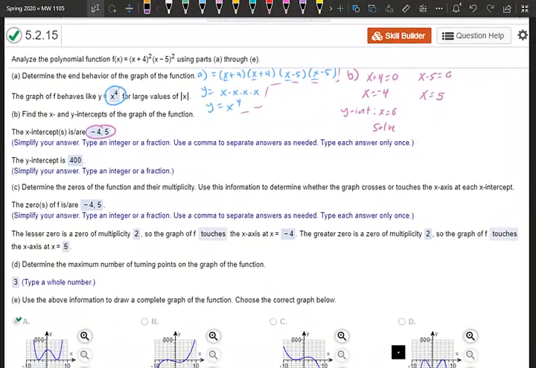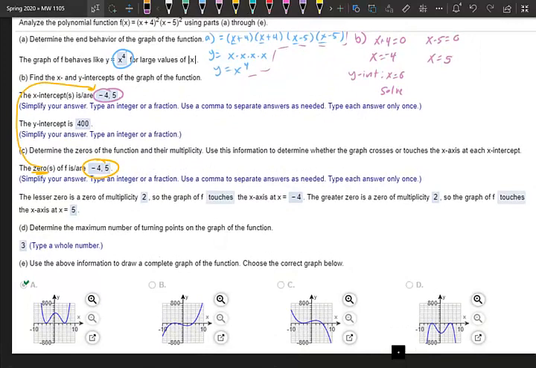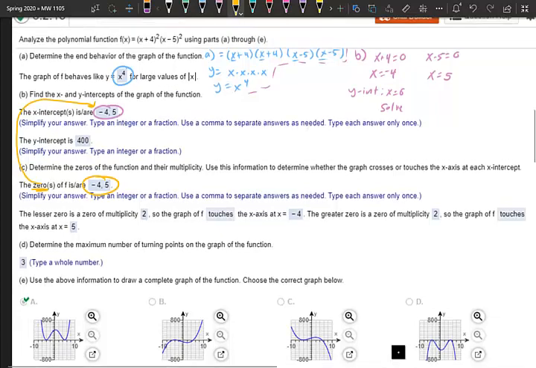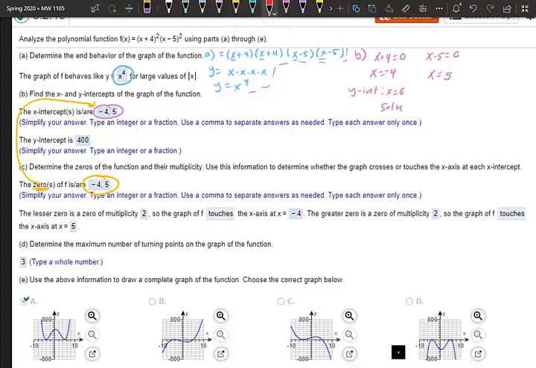Alright, this is part C, where you determine the zeros of the function and their multiplicity. Remember, the zeros are literally just your x-intercepts. So we just copy it over, -4 and 5. Now it's going to be here, the lesser zero. This is something you're going to have to fill out. So the lesser zero is a zero of multiplicity 2. How do I know that? Because the smaller number that we are working with is -4. That comes from here, (x + 4) squared, so that's why the zero has a multiplicity of 2. Since it's even, we know it touches. This part right here is going to be a drop-down menu. So you either pick touches or crosses, and since it's even multiplicity, it touches the x-axis at -4.